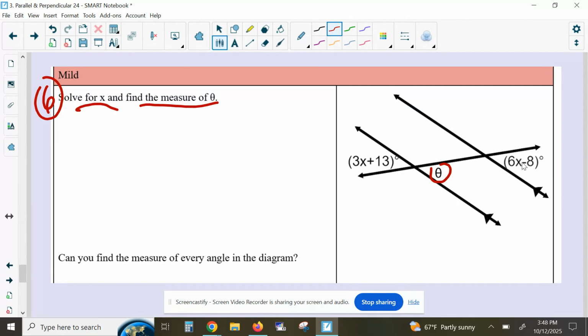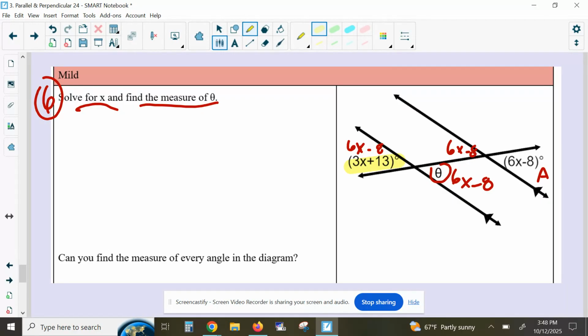So this 6x minus 8 is obviously going to be an acute angle, right? So it's actually going to match this 6x minus 8. And this one right here is also going to be 6x minus 8. And this one over here is going to be the same as 6x minus 8. So we can actually see this 3x plus 13 is going to have to be equal to the 6x minus 8. Now you could have just gotten that from the very first thing.